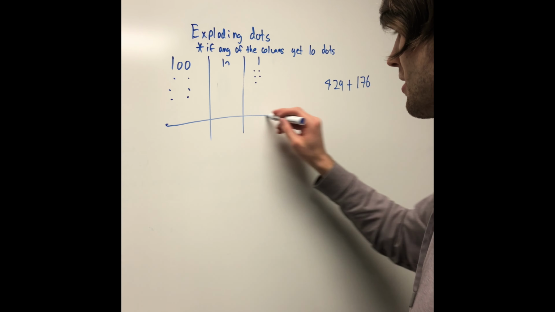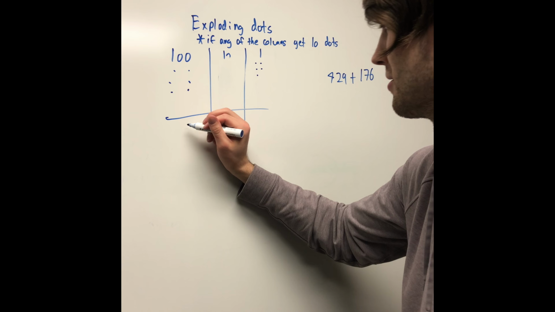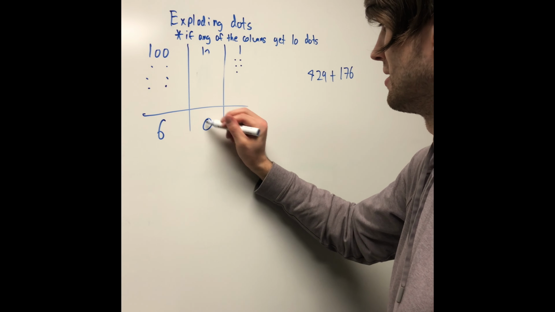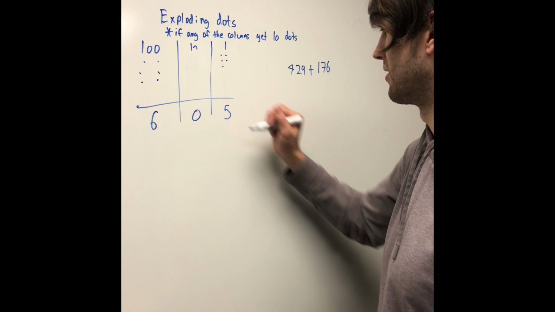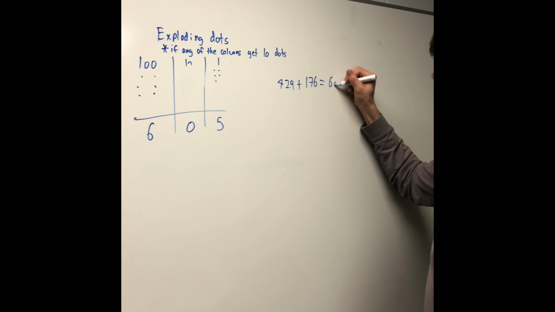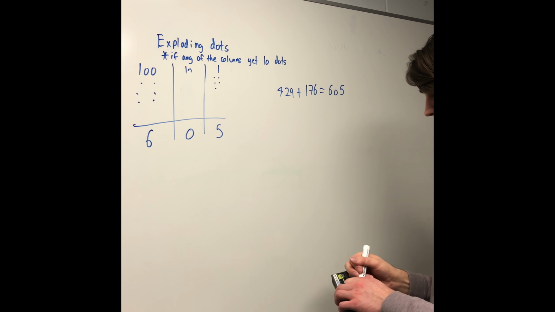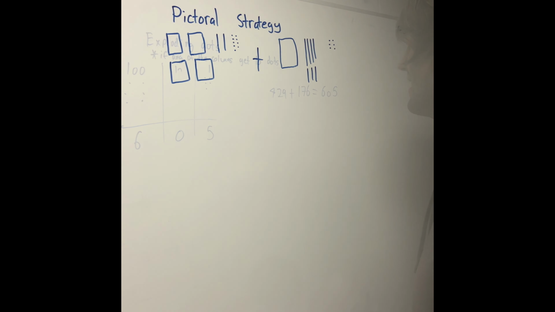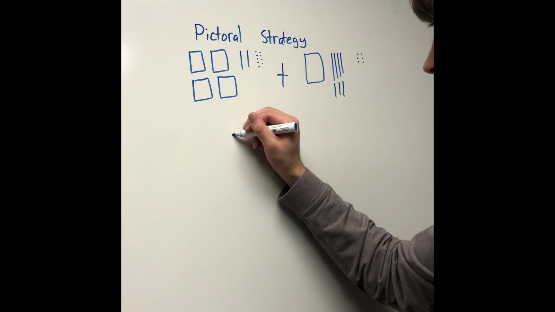All right. So our equation. How many dots in the hundreds? 6. How many in the tens? 0. How many in the ones? 5. So our answer is 605. Awesome. Anytime. All right, well, that was fun, wasn't it?